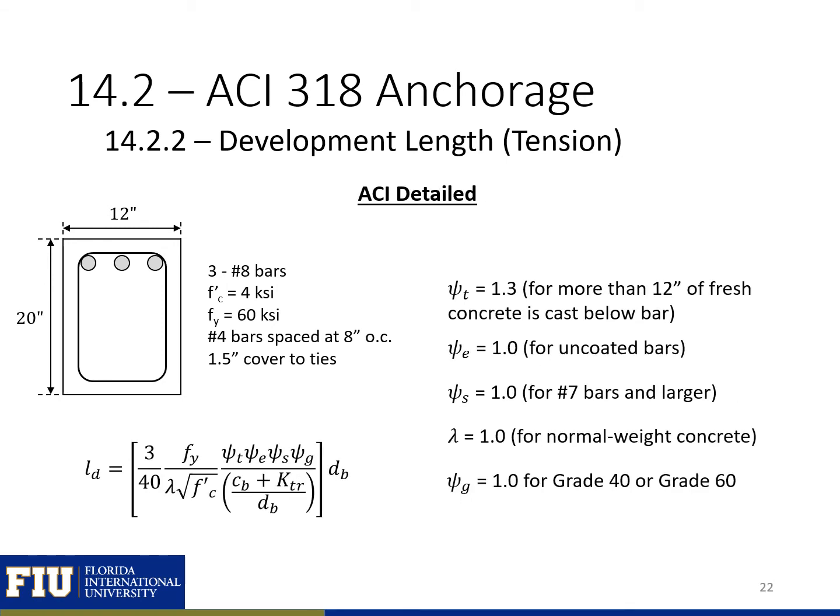Next, we're going to go through the ACI detailed procedure. We'll need some of the same modification factors that we had before. So we'll still have our top bar factor of 1.3, our uncoated rebar, so our epoxy factor of 1.0. Now we'll have a splitting factor of 1.0 for number 7 bars or larger. We have number 8 bars here. We still have a lambda equal to 1 for our normal weight concrete, and we still have grade 60 steel, so our psi sub g is equal to 1.0.